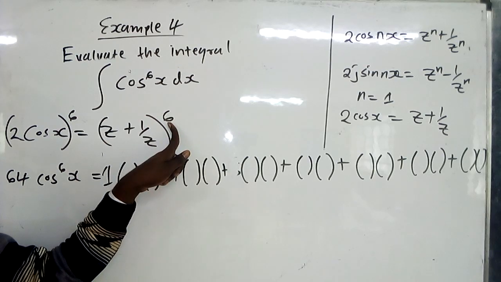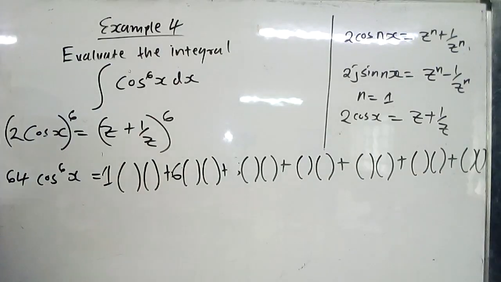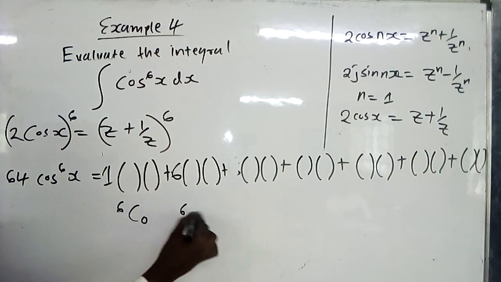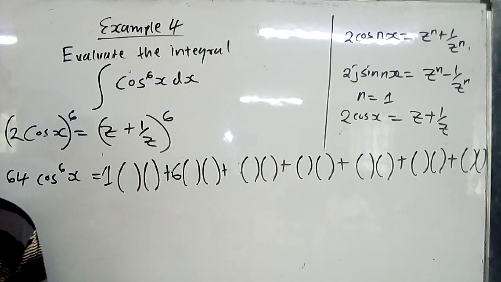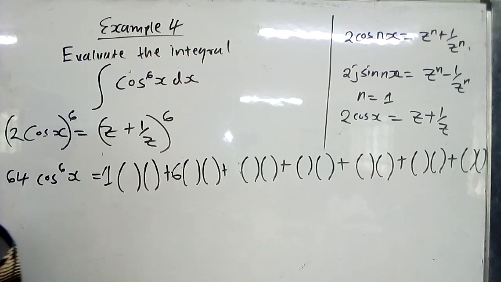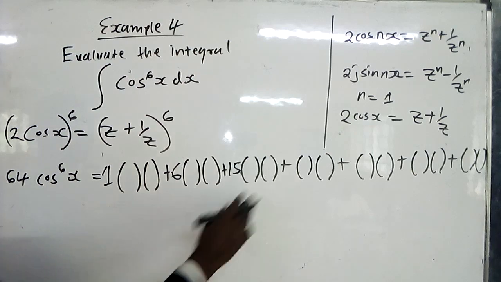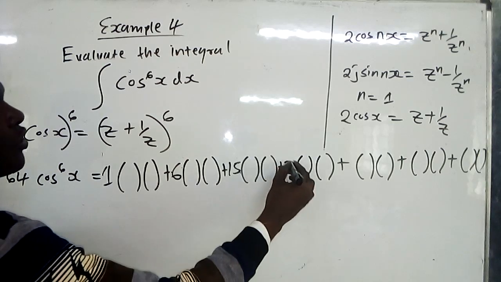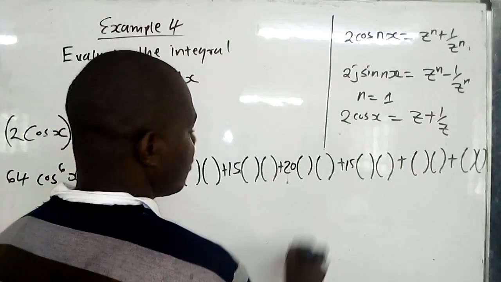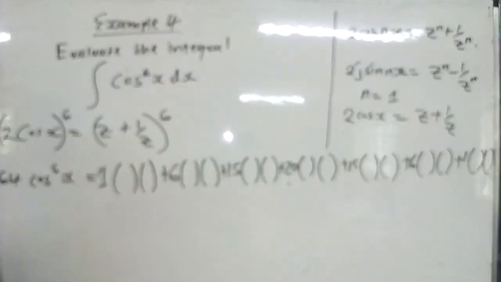N is 6, not 7, isn't it? N is 6, so it means this one is 6. N was not 7, it was 6. So 6 combination 0 is 1. 6 combination 1 is 6. What is 6 combination 2? 15. 6 combination 3? 20. 6 combination 4? 15. 6 combination 5 is 6. 6 combination 6 is 1.